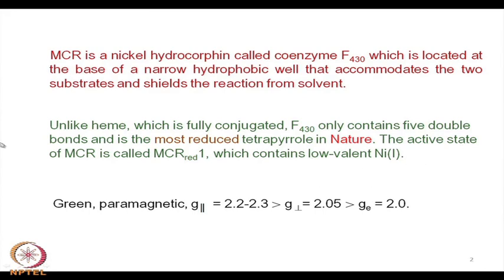The active state of MCR is called MCR reduced 1, which contains low valent nickel 1. This reduced tetrapyrrole system is useful to stabilize your nickel in the plus 1 oxidation state. Whenever the active site is identified in nature, it is a very difficult task to identify the corresponding oxidation state.